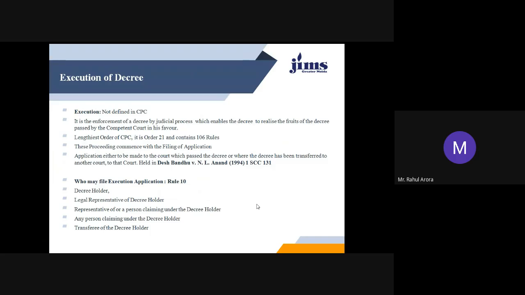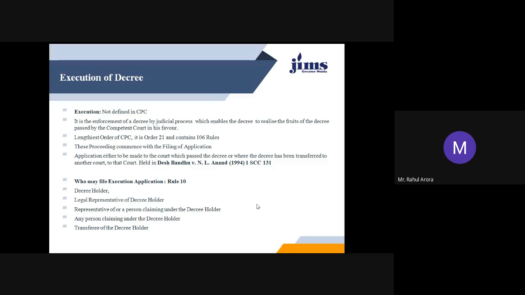Now, a very important question which may come to the mind of a law student is: who may file an execution application? The answer is that it may be filed either by the decree holder or by his legal representatives. In case his legal representative is also not available, then the representative of a person claiming under the decree holder, that is, by way of assignment of decree, and thereafter any person claiming under the decree holder can also file this application, and this further includes the transferee of the decree holder.